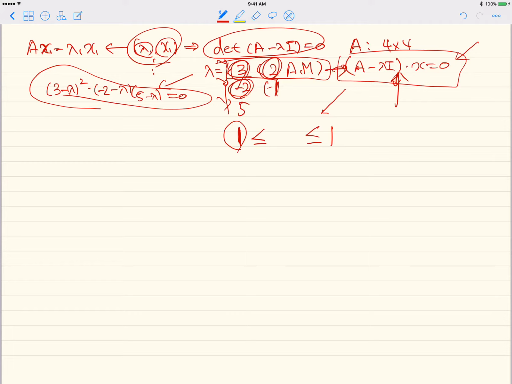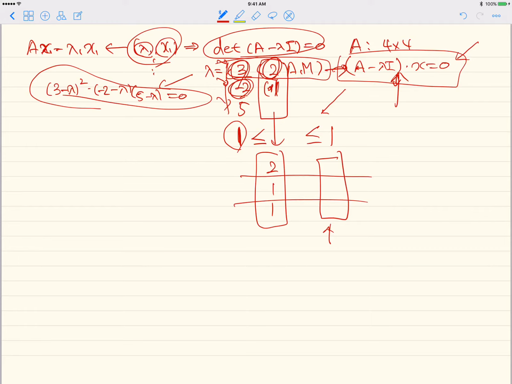Okay, so let me bring this value as 2, 1, 1. So this is an algebraic multiplicity, and then this is a geometric multiplicity, and that is either exactly the same as its algebraic multiplicity. So that's one case, and the second case could be having strictly less than the algebraic multiplicity in some entries or in some eigenvalue.